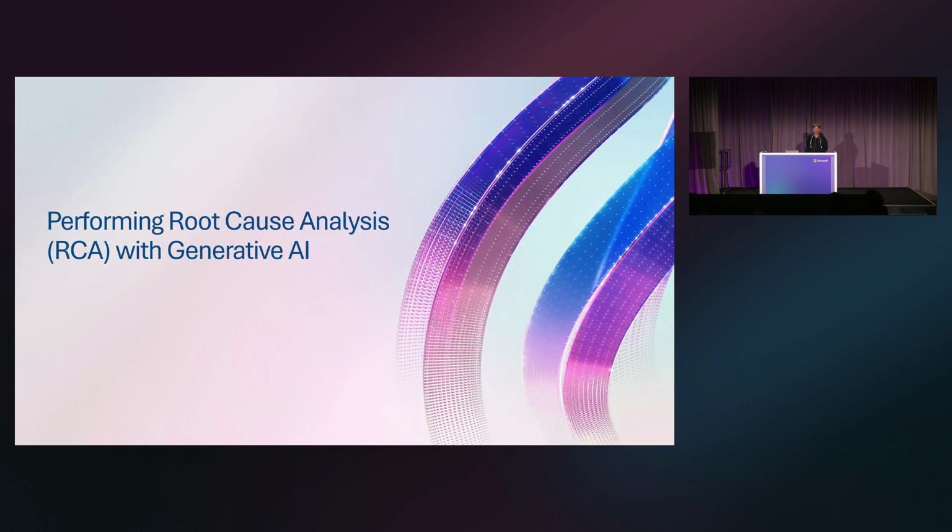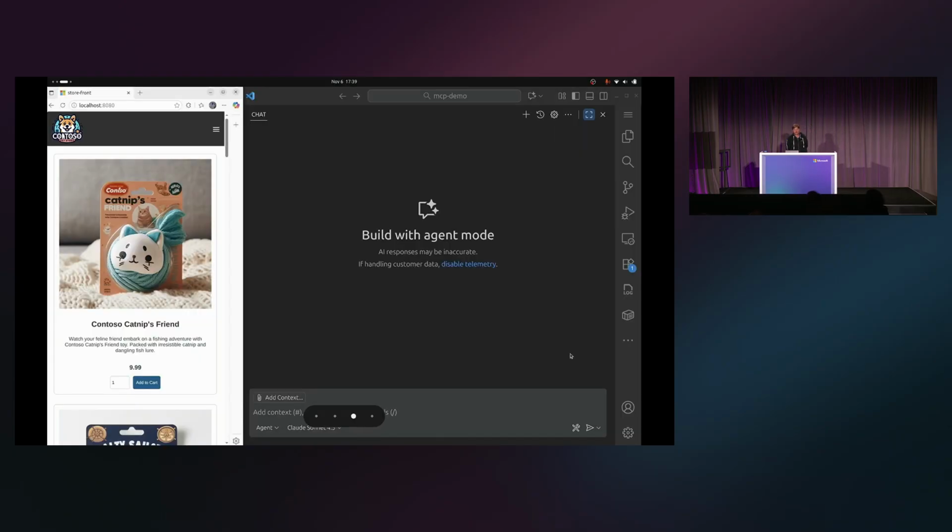This next demo is actually going to take you through a running application on Kubernetes that has an issue, and we're going to use Gen AI inside VS Code to actually troubleshoot that issue and generate an RCA. So generating RCAs has never been easier. I'll pass it over to the presenter. Take us through this demo.